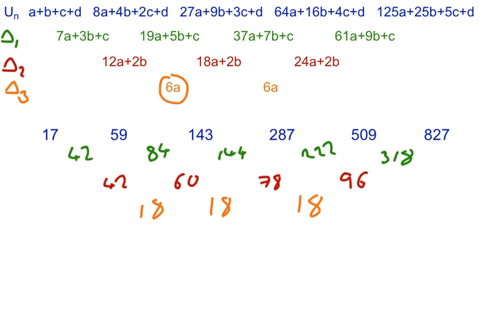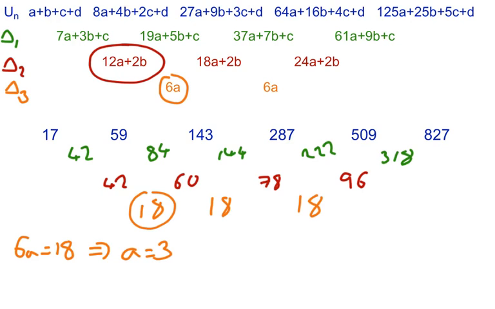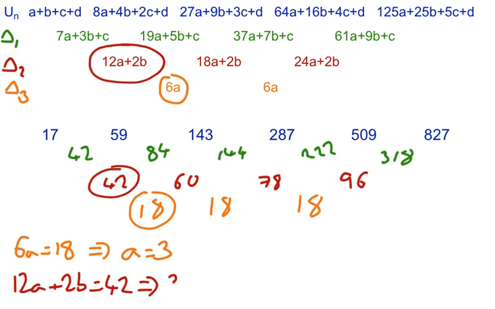So now 6a and 18. So 6a equals 18. This gives us that a is equal to 3. Now we have 12a plus 2b is equal to 42. So 12a plus 2b equals 42. But a is 3, so we get 36 plus 2b is equal to 42, which gives us b is equal to 3.